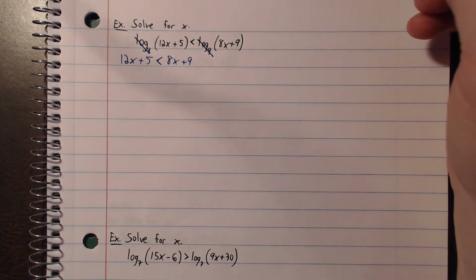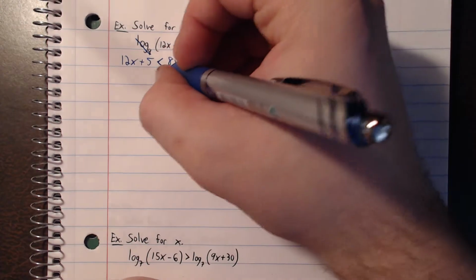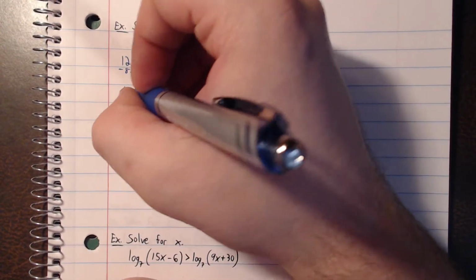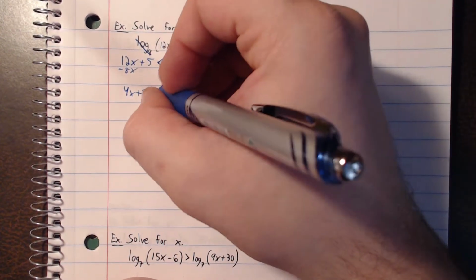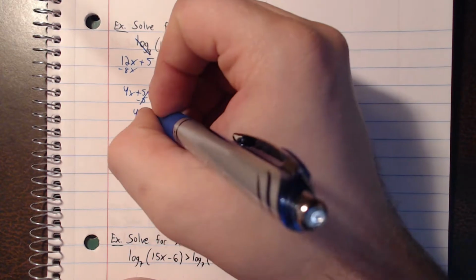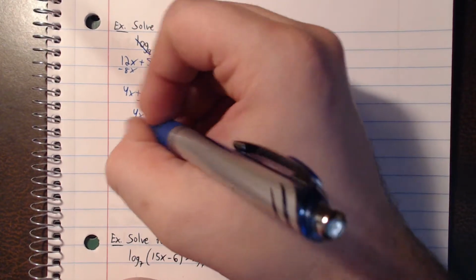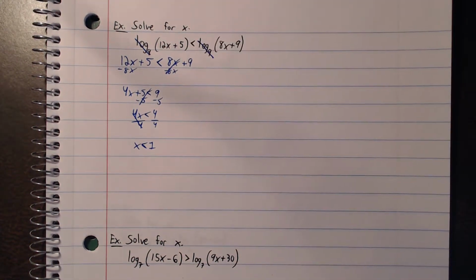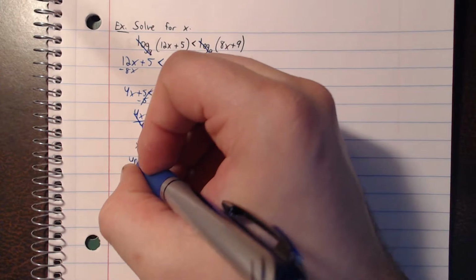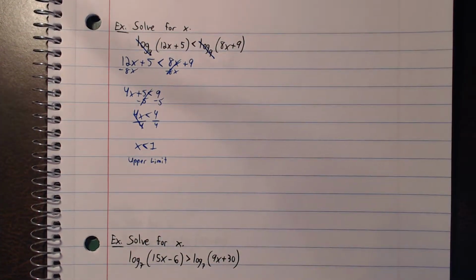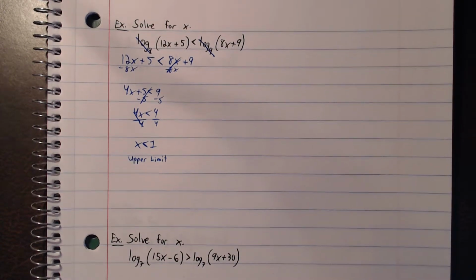We'll solve just like usual. I'm going to subtract 8x from both sides. So 4x plus 5 is less than 9. Subtract 5, divide by 4, and we get x is less than 1. Now that is what I'm talking about as far as an upper limit. It's telling us that x has to be less than 1. That means the max or upper limit would be 1.